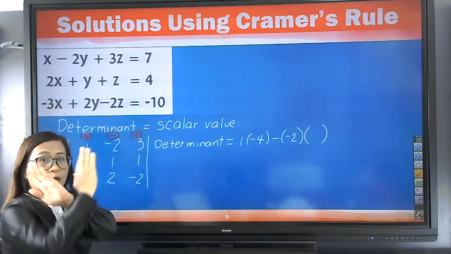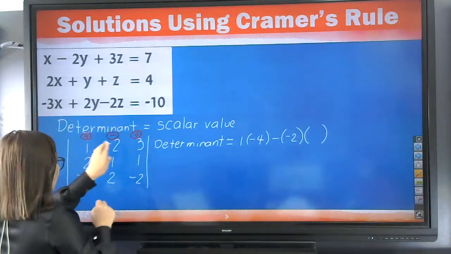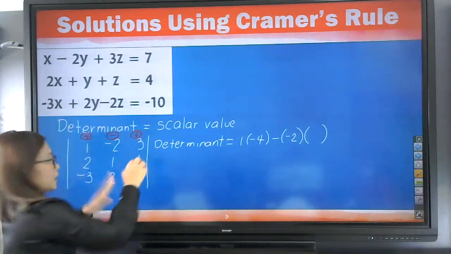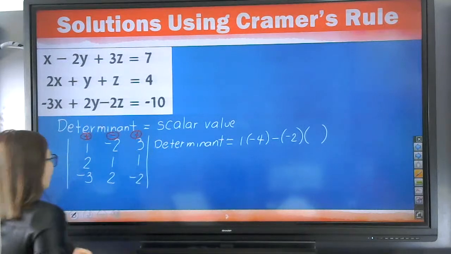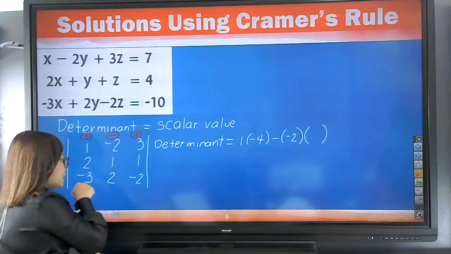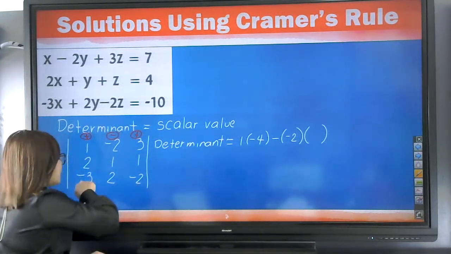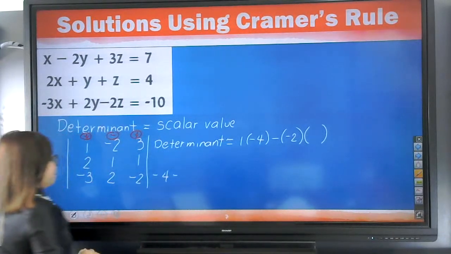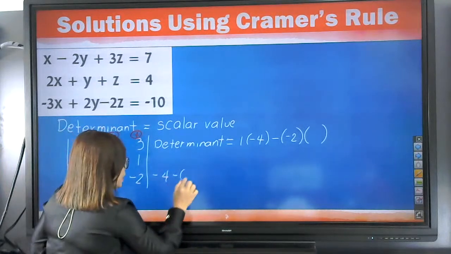So we will not include these numbers. Again, this and this, do not include these numbers, because -2 is in this column and this row. So what is left is this and this. Arrow down minus arrow up. Again, 2 times -2, arrow down minus arrow up. So 2 times -2 is -4 minus -3 times 1 is -3.